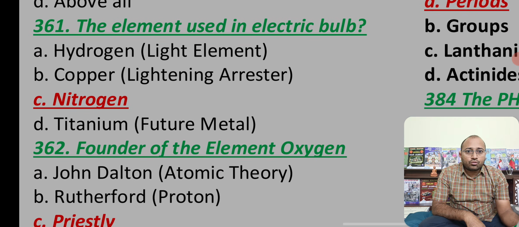When it comes to the element used in the electric bulb, there is something you should know. In the electric bulb, we have nitrogen, and along with the nitrogen we have neon also. So there are a few things you should remember. Hydrogen is the lightest element, and copper is used in lightning arresters.